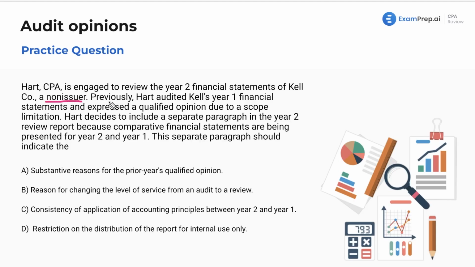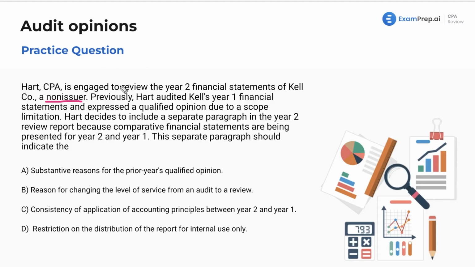So previously, Hart audited Kell's year one financial statements and expressed a qualified opinion due to a scope limitation. Right, so with a scope limitation, you could either withdraw from the engagement, disclaim an opinion, or you can issue a qualified opinion. We talked about that before. Hart decides to include a separate paragraph in the year two review report because comparative financial statements are being presented for year two and year one.